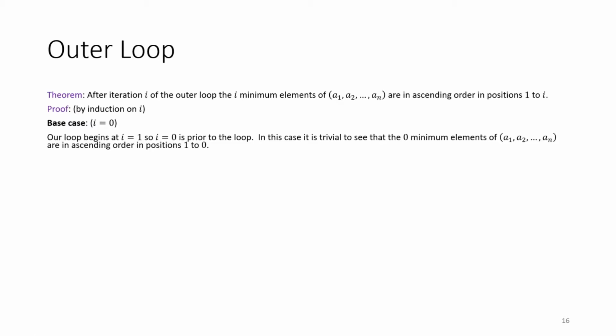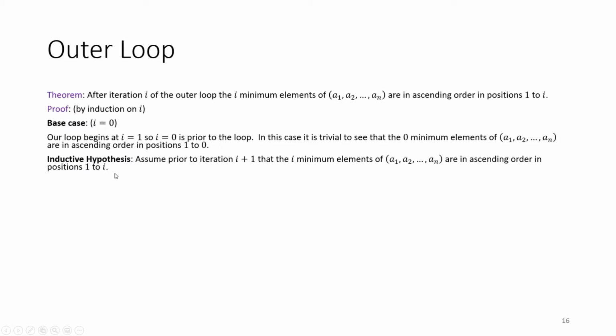So we can move on from the base case and move into our inductive hypothesis. In the inductive hypothesis, we want to talk about, now that we've got things started, what about after one of our iterations? Prior to the iteration, this will be true, and we now want to argue about after the iteration. So prior to iteration I plus 1, what we have stated here in terms of after iteration I will be true. So we'll restate that.